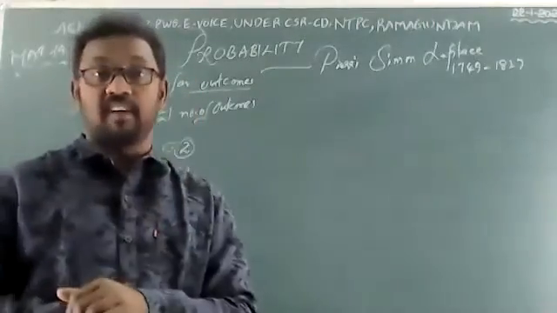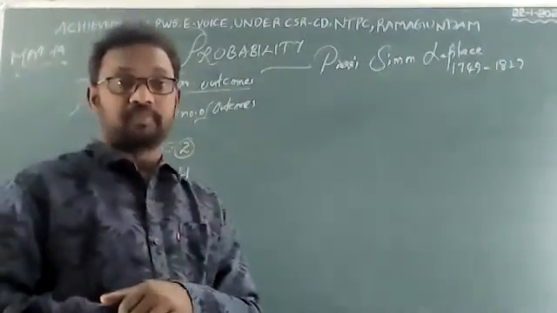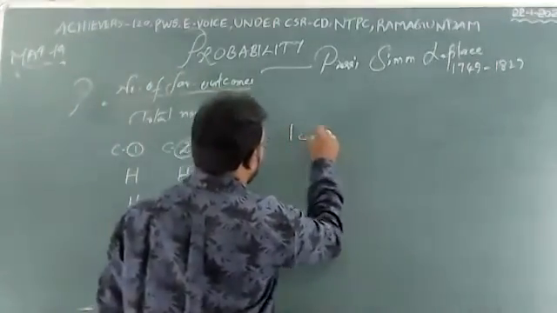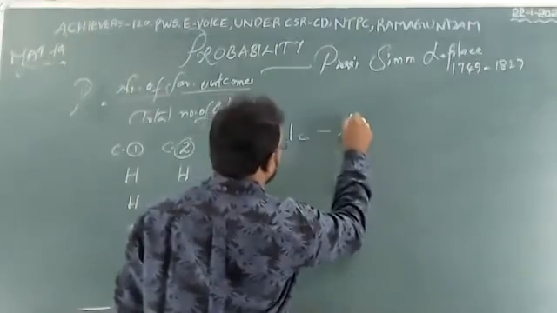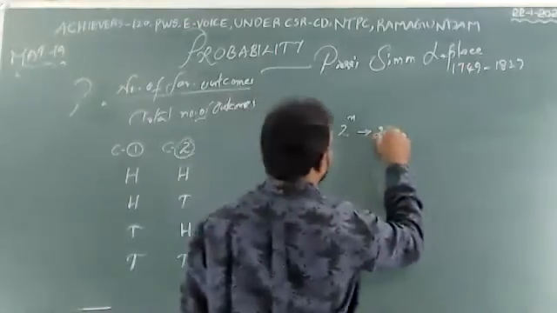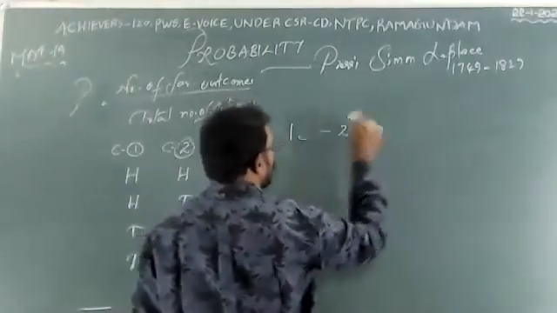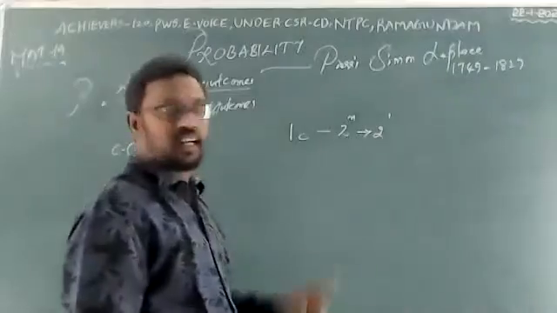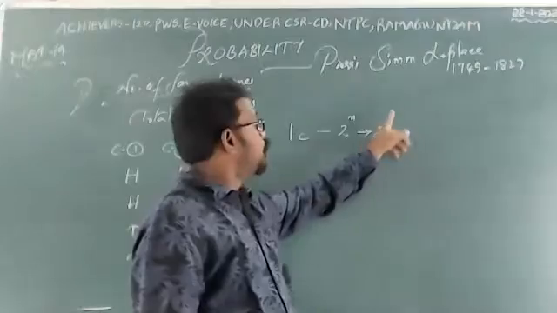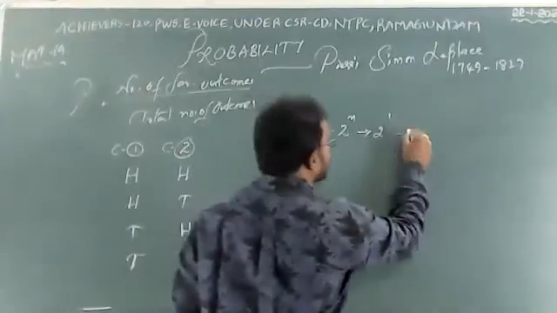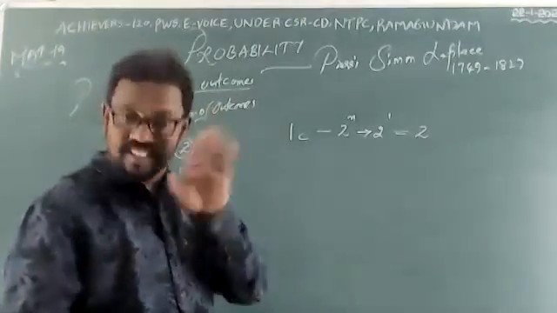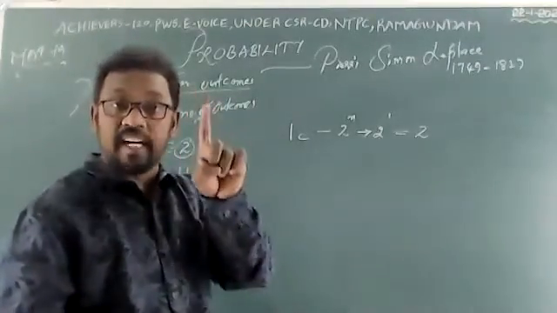We have a formula. When only one coin is there, the formula is 2 power n, where n is nothing but the number of coins. 2 power 1 is nothing but 2, meaning 2 chances. One is head, one is tail.